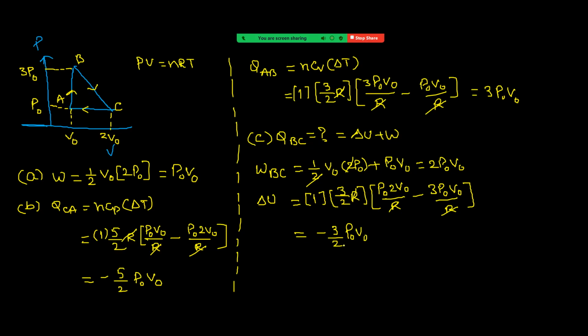That means temperature is decreasing from B to C. Okay. That's why we got negative here. Means we are not saying decreasing continuously; compared to the temperature at B, at C it is less temperature. So we got negative. Therefore, Q value for process BC equals this 2 P naught V naught, this is minus 3 by 2, remaining is now half P naught V naught. That is heat absorbed in the process B to C.